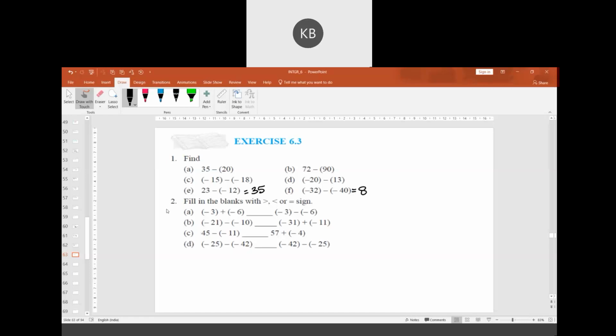The question related to the second one is a combination. We have to fill in the greater than, less than, or equal to sign here. Just look at E, the left hand side. Minus 3 is added to minus 6, so minus 9. On the right side, minus 3 minus minus 6: minus I will write as plus, and the opposite of minus 6 is plus 6. So the answer is positive 3.